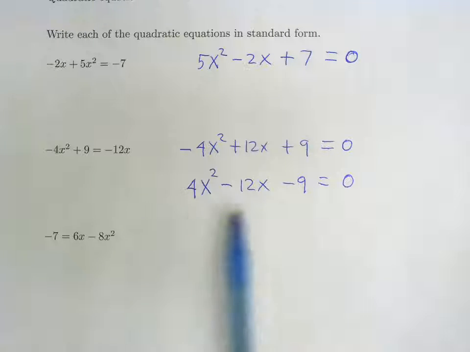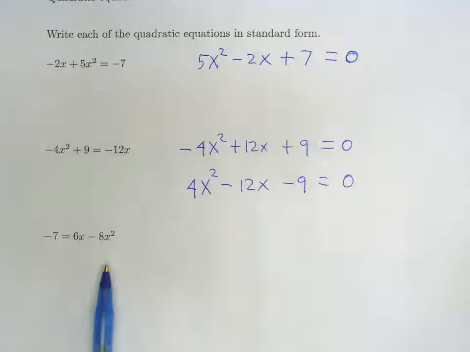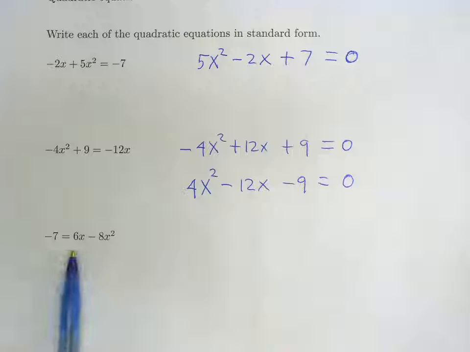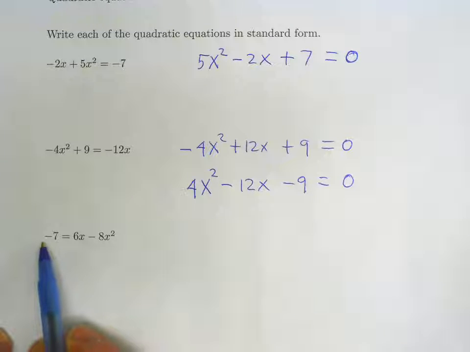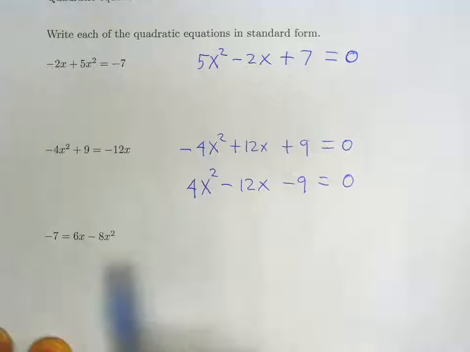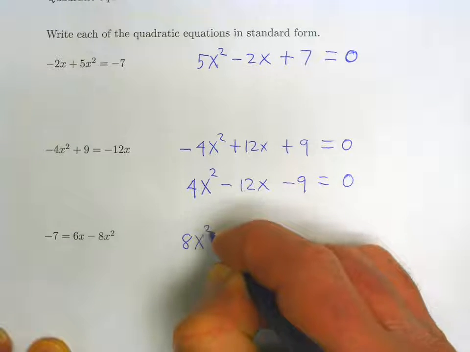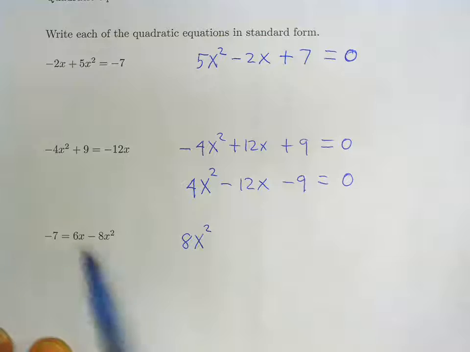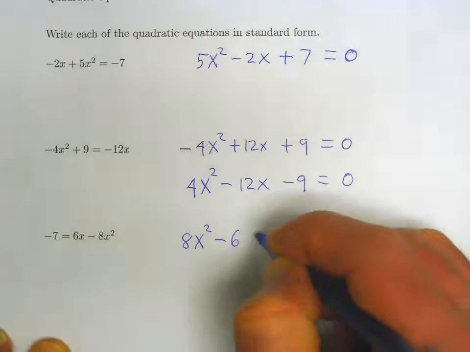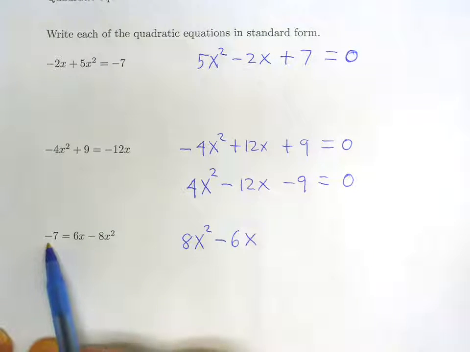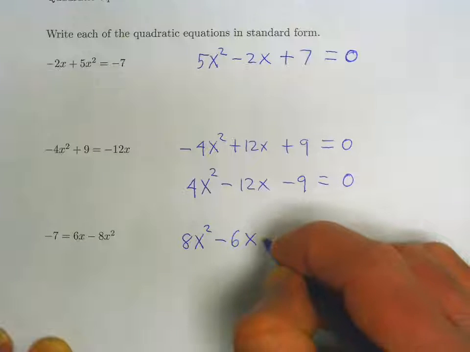So we have a couple of options as we saw in the prior example. One way to do it is just to add 8x^2 to both sides and subtract 6x from both sides and leave the negative 7 on the left-hand side. So if we add 8x^2, we have 8x^2 on the left-hand side, subtract 6x from both sides, and we leave this already there, but we write it as minus 7.